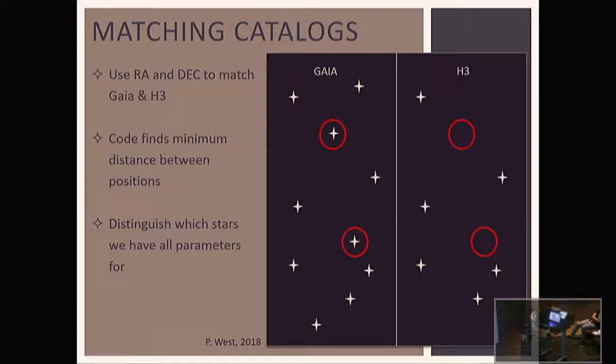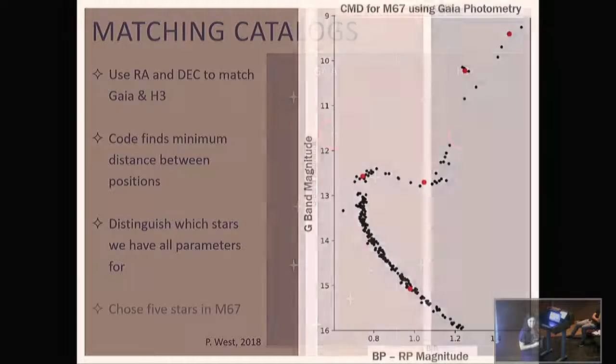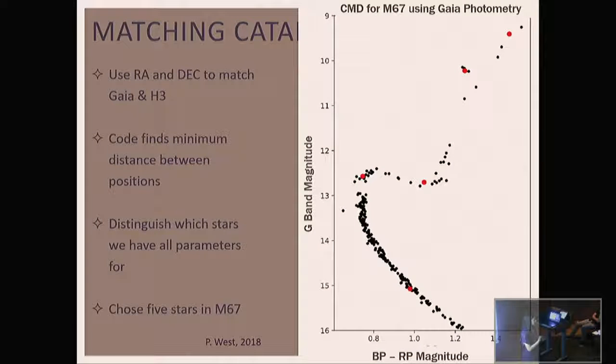And so once we had this list of which stars we knew we had spectra and photometry for, I chose 5 stars in M67. M67 is an open cluster. It is very, very well studied. So things like the age, distance, metallicity, radial velocity are very well-known values, and that makes this a great tester for seeing how well our fit does compared to these values.